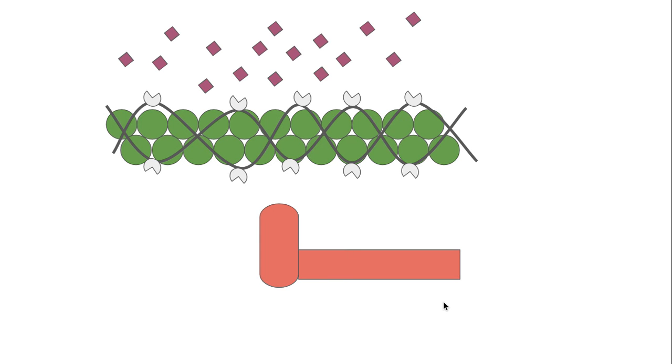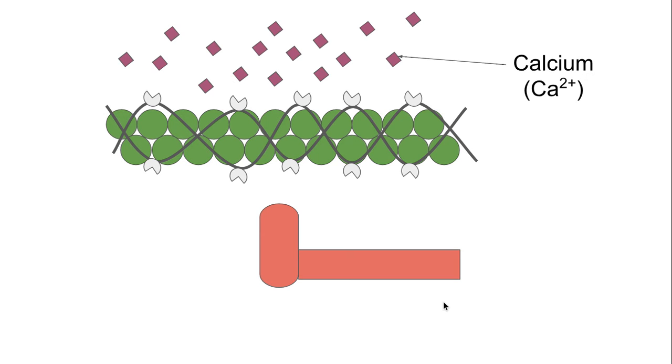At this point in the video, right here, please pause it and draw what you see on your screen and label each part. These purple diamonds are the calcium ions. Please remember, you want to label actin, myosin, tropomyosin, and troponin.